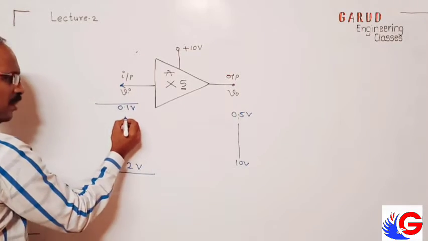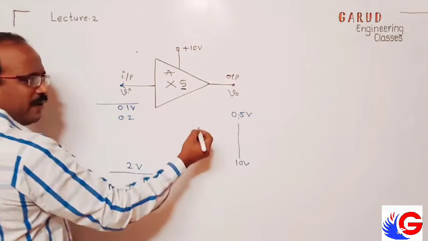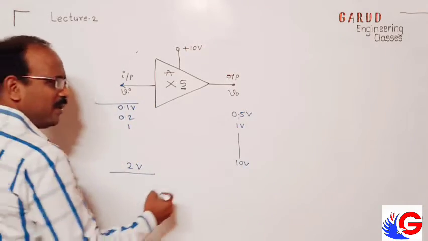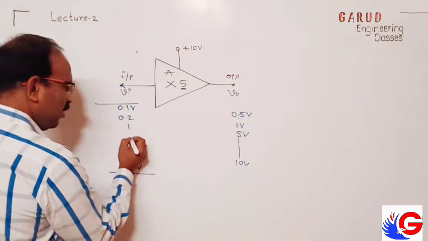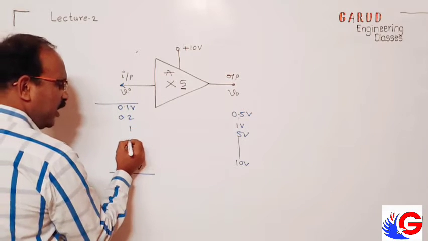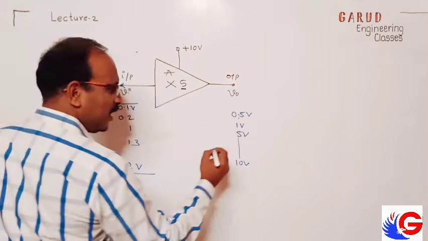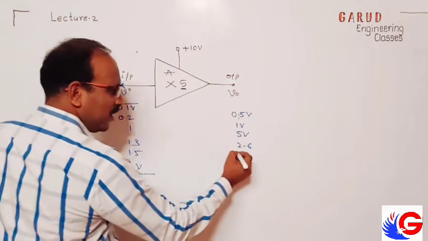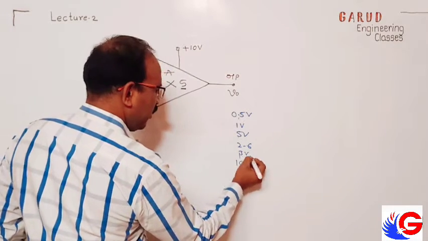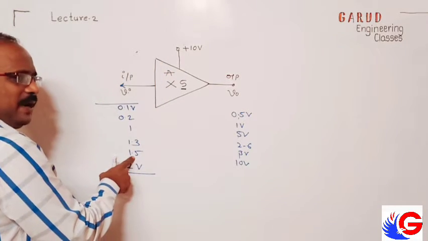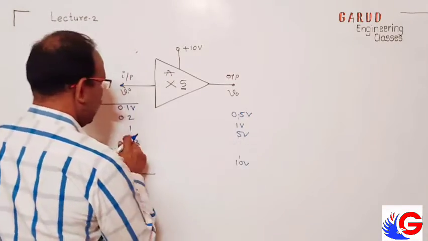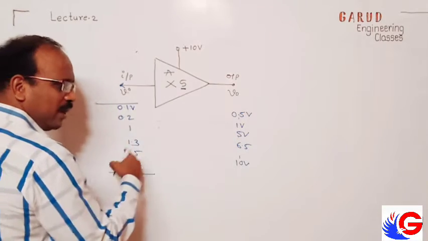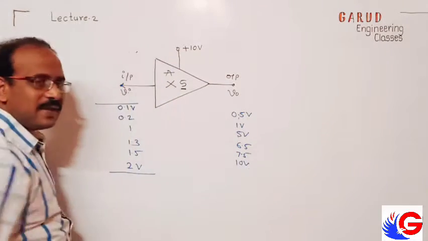0.2 into 5, output is 1 volt. If I say 1 into 5, output is 5 volt. Then 1.3 into 5, this is 6.5 volt. Sorry, it's 5 times multiplied, na? 1.5 into 5 is 7.5. Like this.